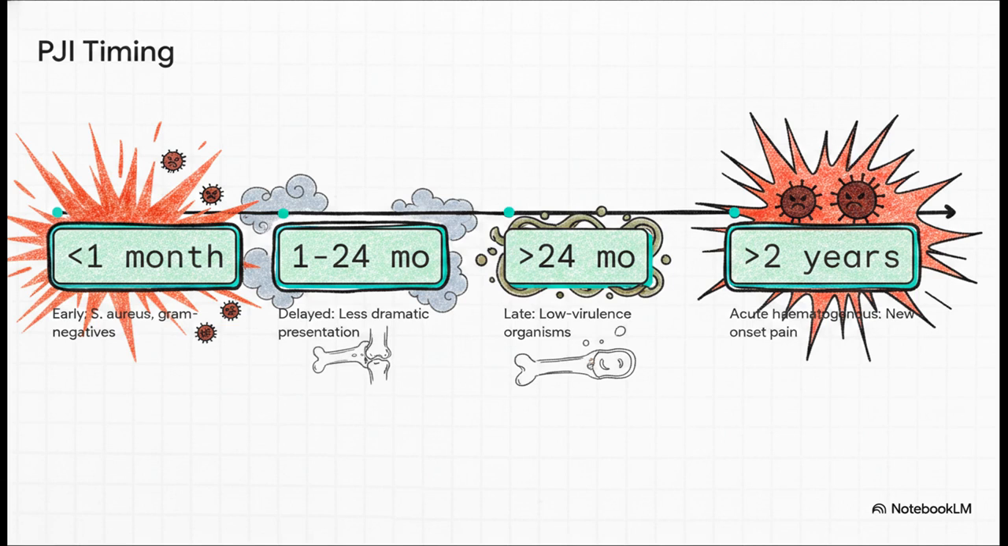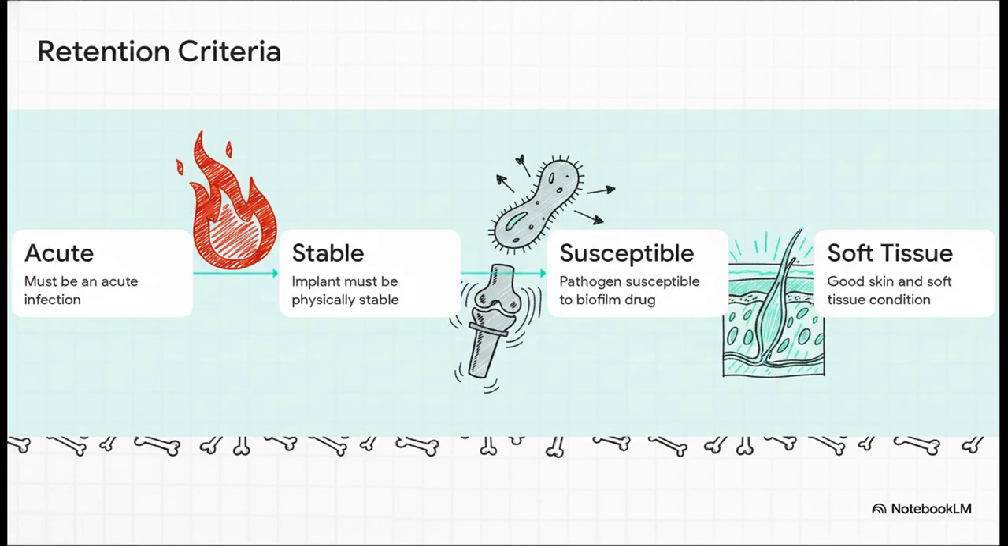Just don't mix that up with acute hematogenous, where a patient is years out, doing great, and then suddenly gets a massive Staph aureus blood infection that seeds the joint in a matter of days. When a joint is infected, the biggest question is, does the hardware have to come out?